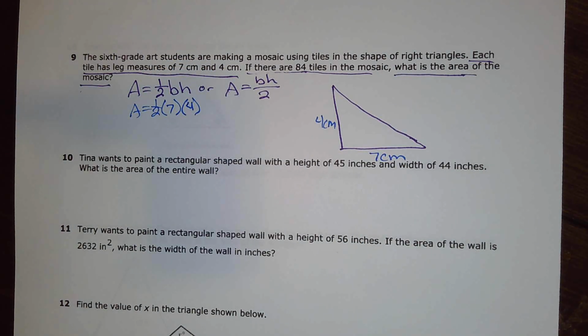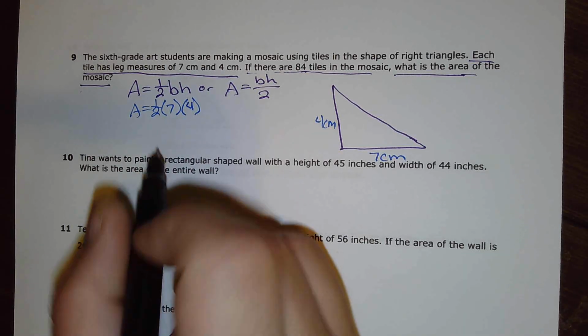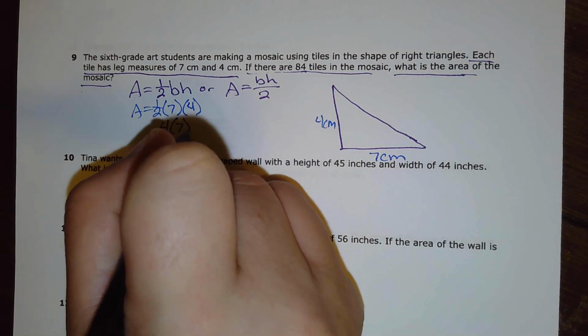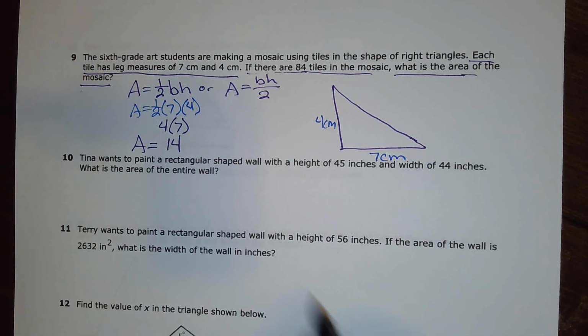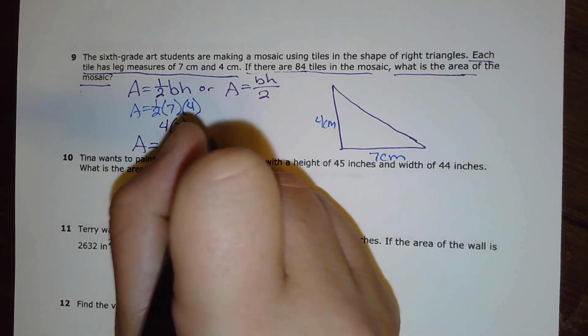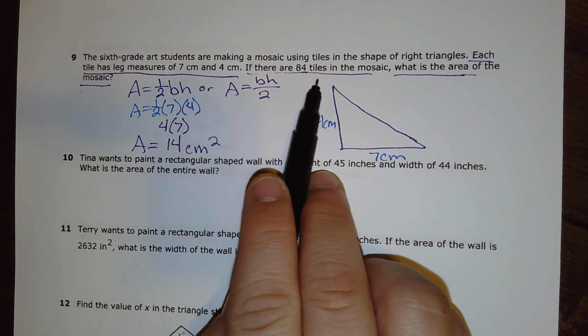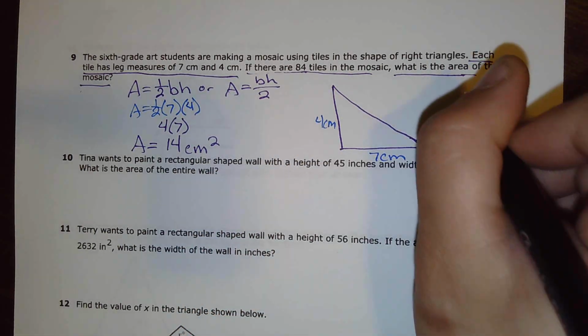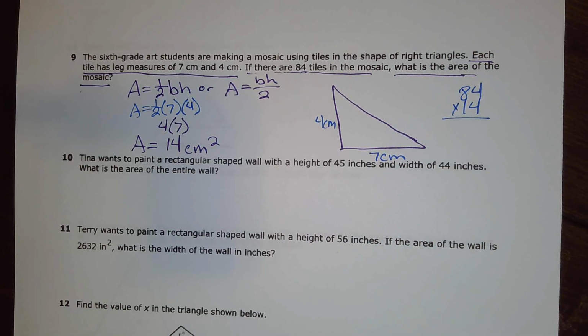Now, when you multiply, you don't necessarily have to multiply in order. So it's easier for me to half 4 than it is to half 7. So half of 4 is 2. 2 times 7 is 14. So the area for each of these triangles is going to be 14 centimeters squared. Now, they're going to use 84 of these tiles. So now I have to multiply 84 times 14. That way we know how much area is needed for every single one of these tiles.